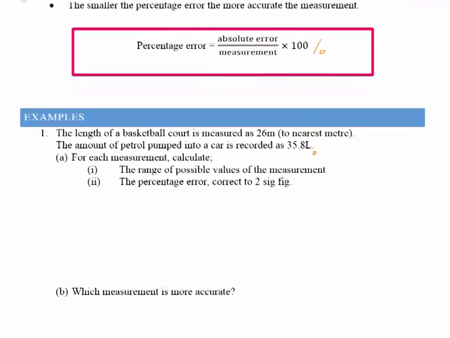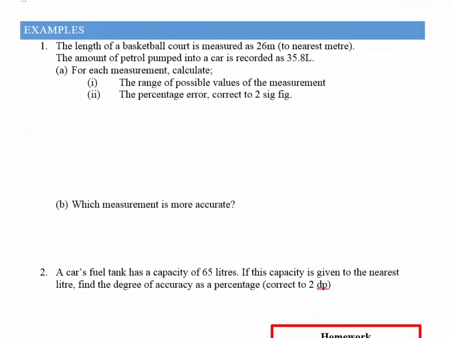So let's have a look at how we can go about doing this. For example, the length of a basketball court is measured as 26 meters, and it's being measured to the nearest meter. And the amount of petrol pumped into a car is recorded as 35.8 litres. For each measurement, calculate the range of possible values of the measurement and the percentage error correct to two significant figures.